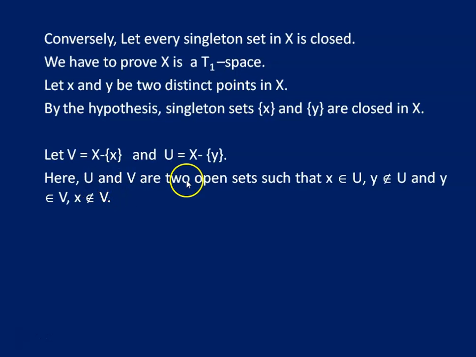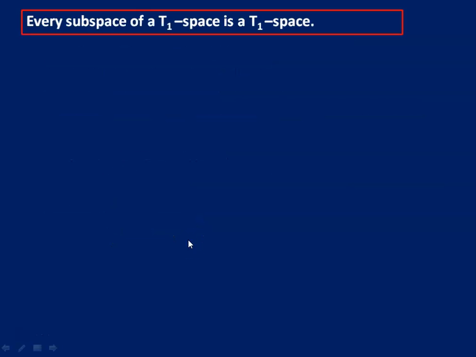So here U and B are two open sets such that x belongs to U whereas y doesn't belong to U, and y belongs to B whereas x doesn't belong to B. Hence X is a T1 topological space. We have taken two distinct points x and y, and we have two open sets U and B, where U contains x but not y and B contains y but not x. Hence X is a T1 topological space.